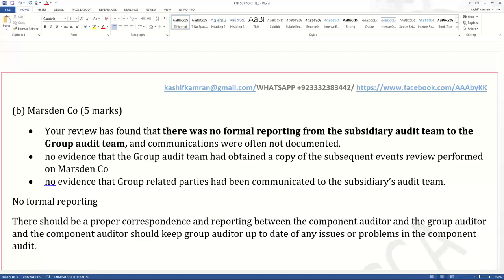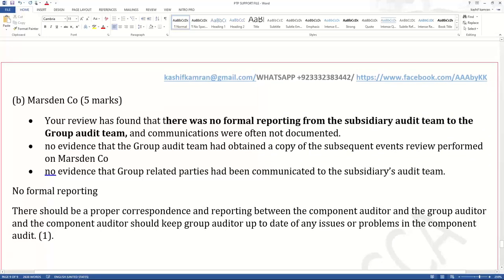So you started with an action first. You're telling that your review has found there was no formal reporting, so you're telling the examiner there should be proper correspondence between them, and then full stop. And then after the action, you come to the issue. So you have different ways of writing an answer. Sometimes you start with the action first and the issue after. So the question was saying your review has found there was no formal reporting. So you started with the action first and now you come to the issue.